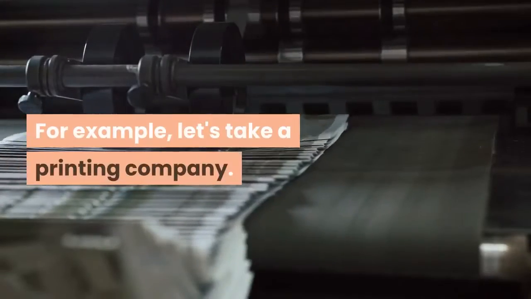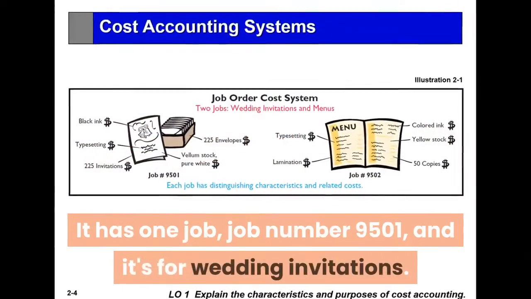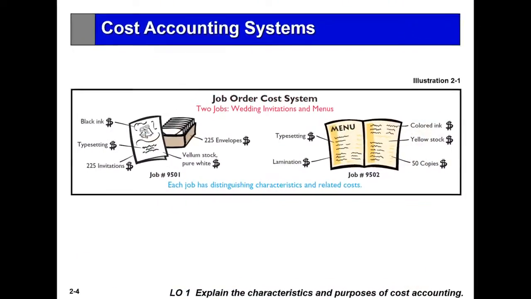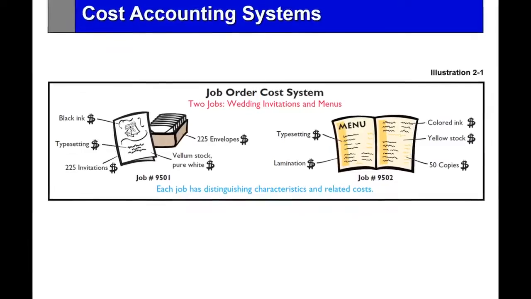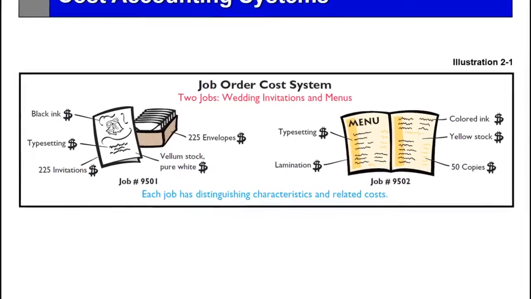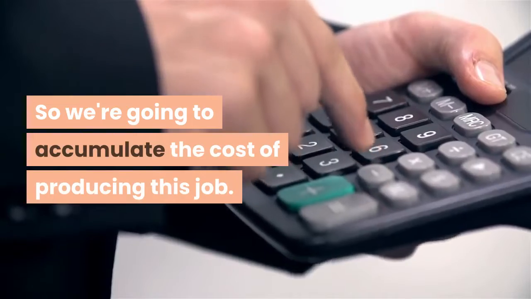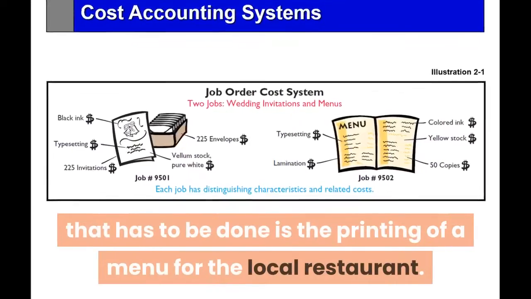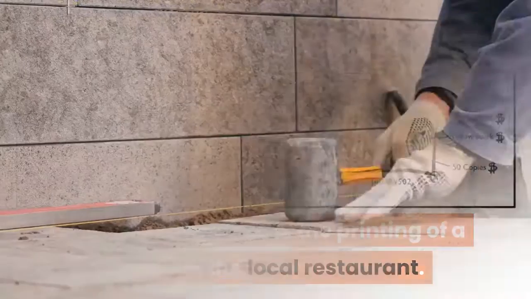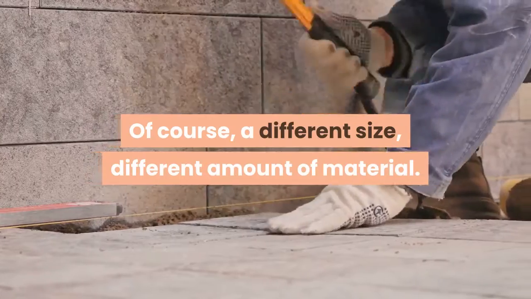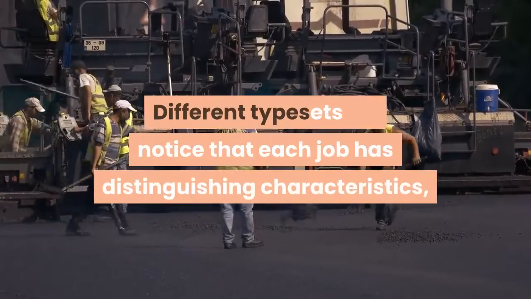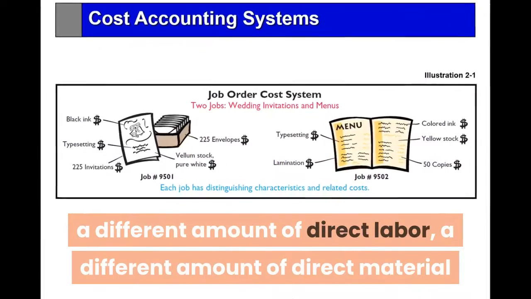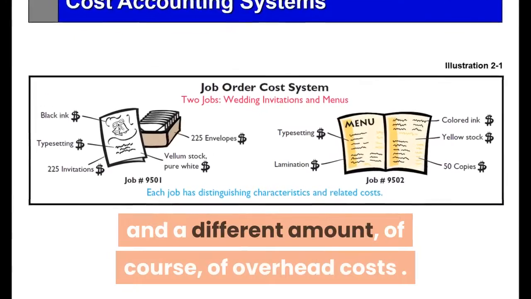For example, let's take a printing company. It has one job, job number 9501, and it's for wedding invitations. Notice the direct material: a box and a number of laminated cards and black ink, and so on, as well as a certain type of typeset. So we're going to accumulate the cost of producing this job. The next job that has to be done is the printing of a menu for the local restaurant. Of course, a different size, different amount of material, different typesets. Notice that each job has distinguishing characteristics: a different amount of direct labor, a different amount of direct material, and a different amount, of course, of overhead costs.